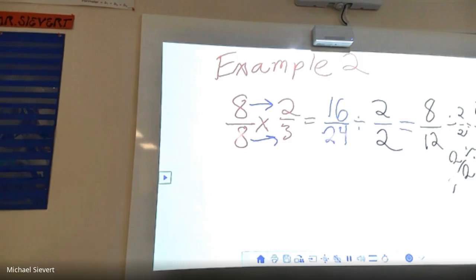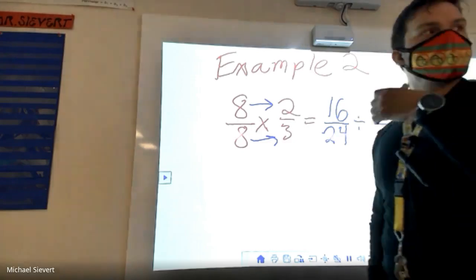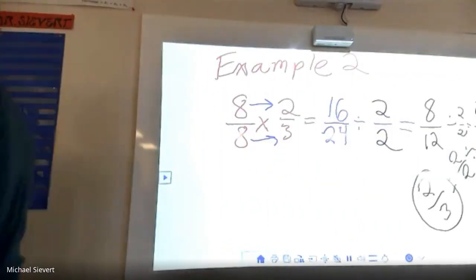By 2 again. And what will our final fraction be? Natalie. 2/3. Because they are both prime numbers and they cannot be divided into each other. Taylor.